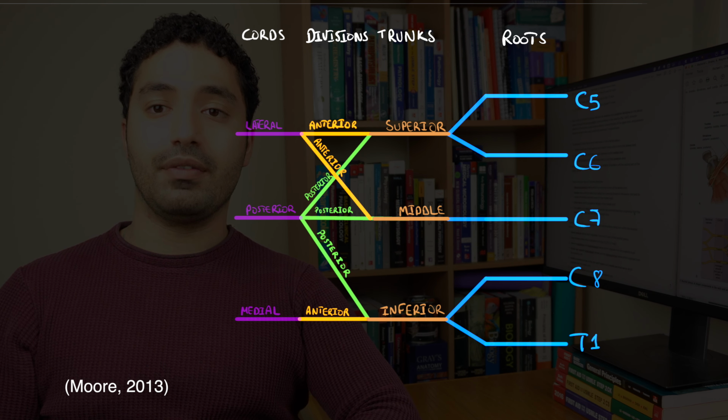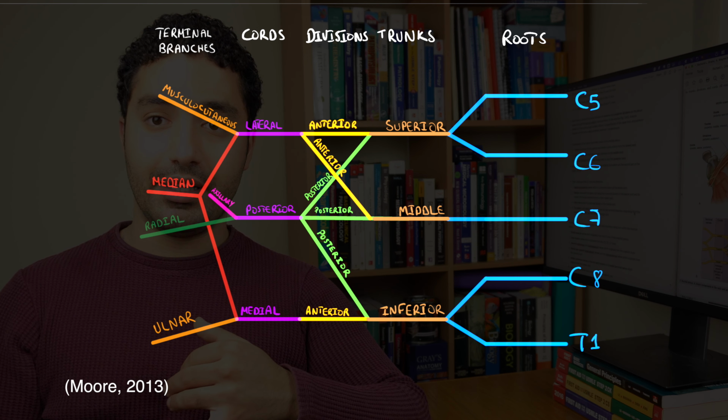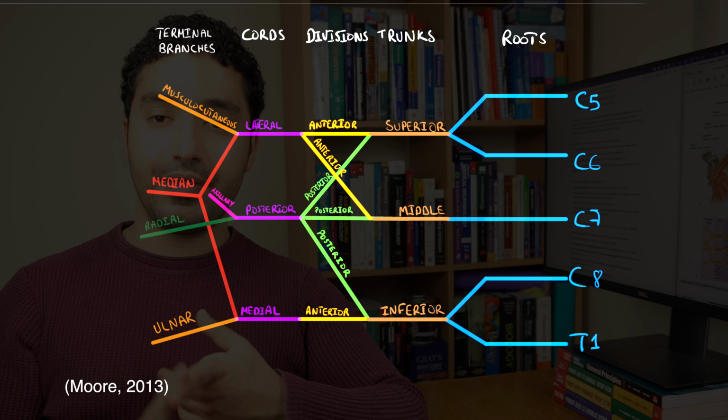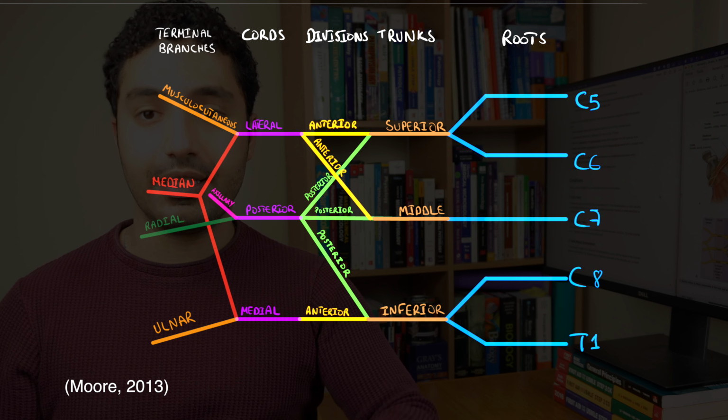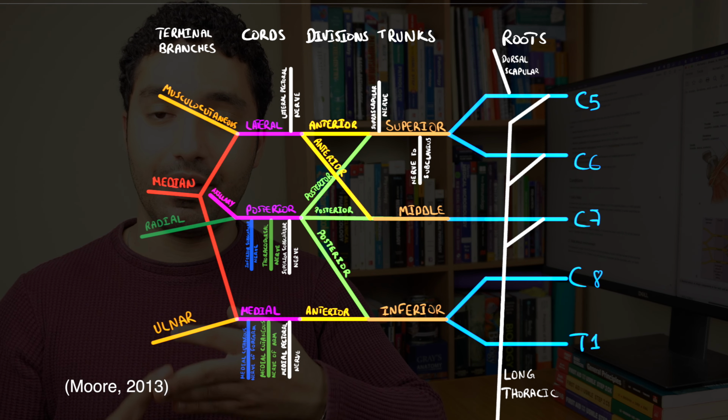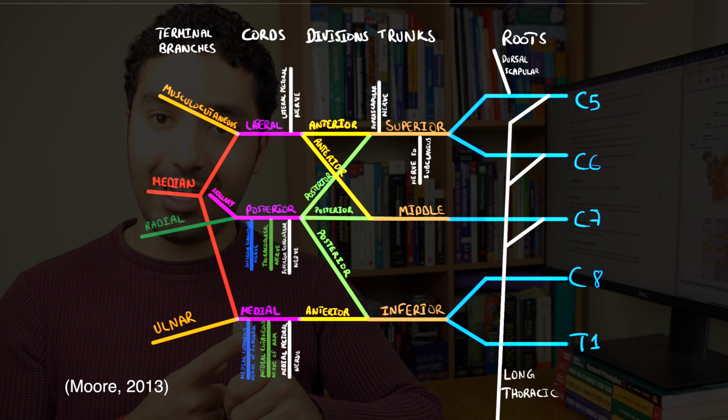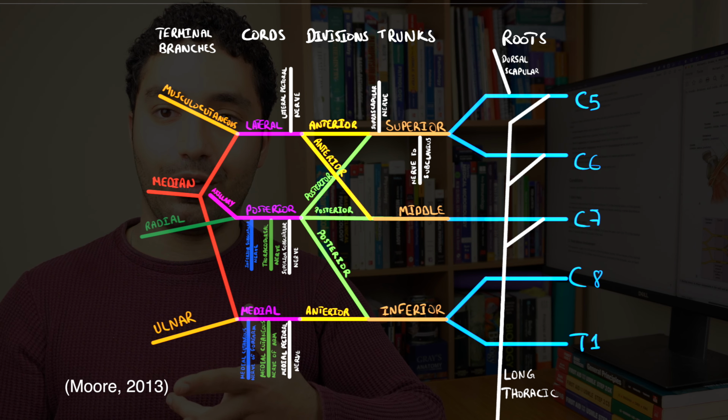These cords then eventually give rise to 5 terminal branches: the musculocutaneous, the median, the ulnar, the radial, and the axillary nerves. We also have branches that arise from within the brachial plexus, namely C5, C6, C7 roots, the superior trunk, and the lateral and the posterior and the medial cords.